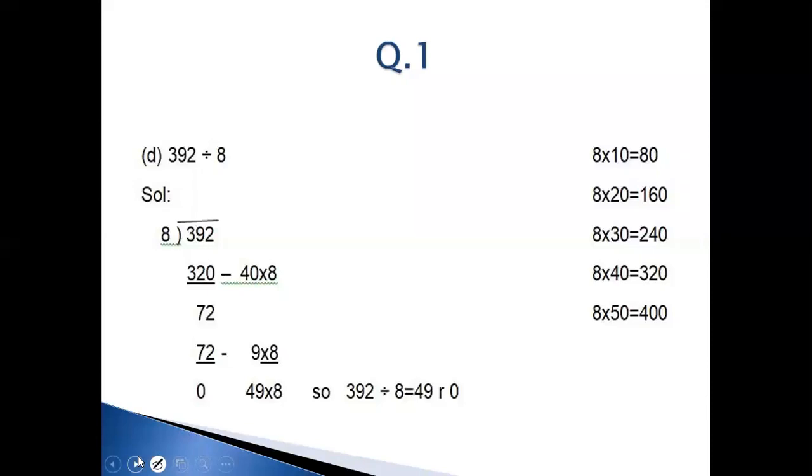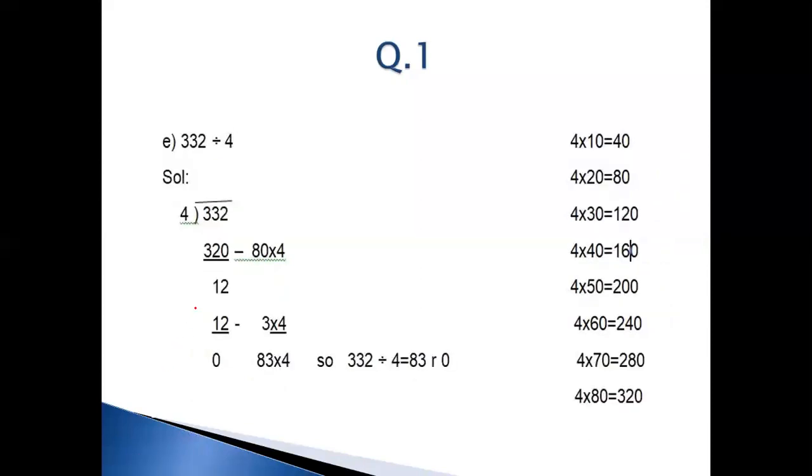I have chosen another question from the same exercise, E part. Let me tell you this question in a specific way, which we have learned today. 332 divided by 4. Again, 332 is the dividend. So 4 is the divisor, which is written outside the symbol of the division.